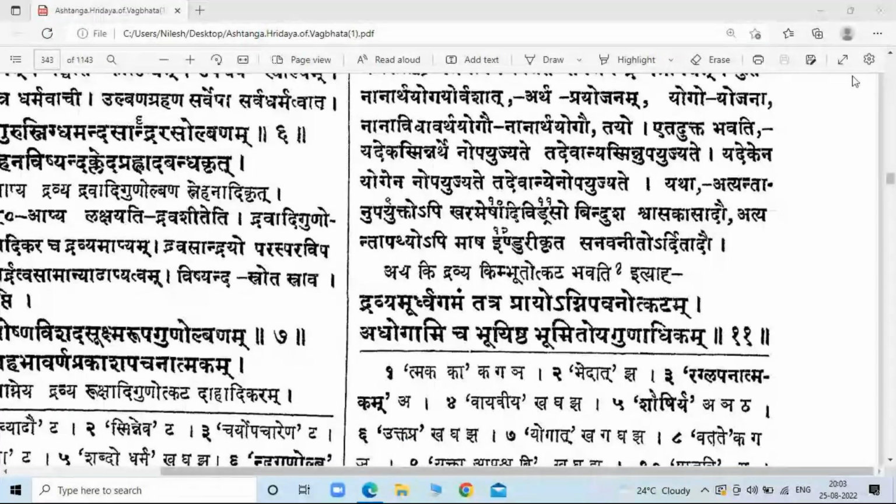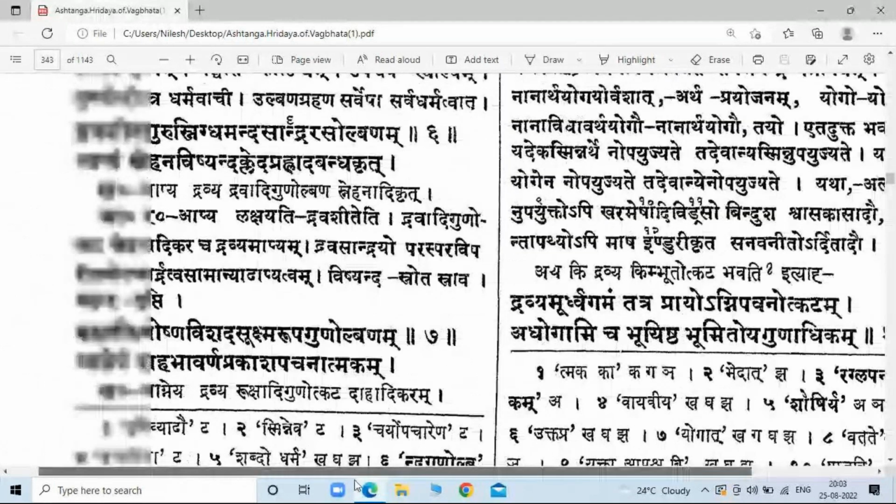In our previous session, we were discussing the Parthiva Dravya. Today we will see Apya Dravya. We just read the shloka from the text.